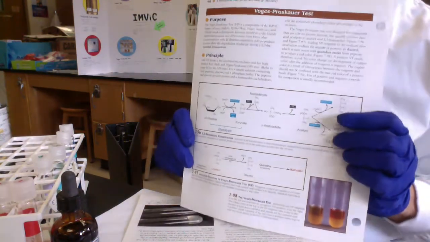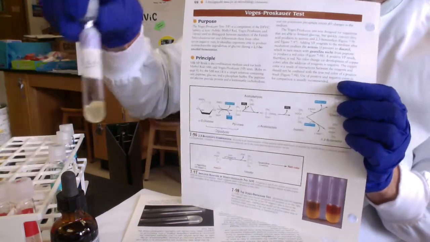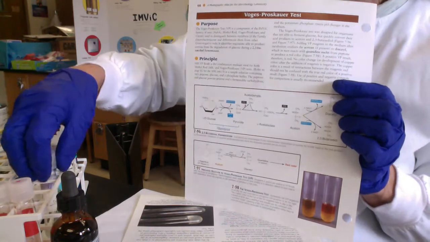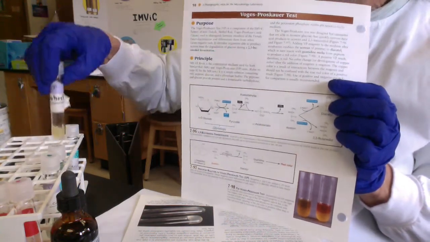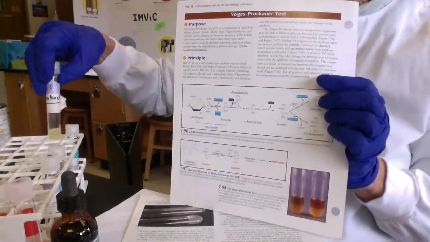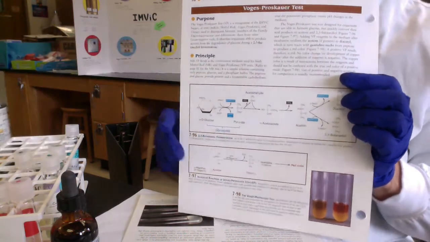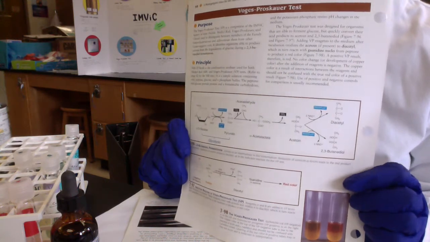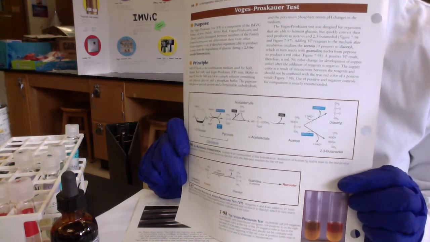And we're going to dry lab this. You'll recall, you guys, Friday we inoculated E. coli into VP medium. Again, it's just a high glucose medium. And we also inoculated our Enterobacter aerogenes into VP media. But folks, to run this test, you have to add some pretty toxic chemicals, alpha naphthol and 40% potassium hydroxide. So we're just going to dry lab it.